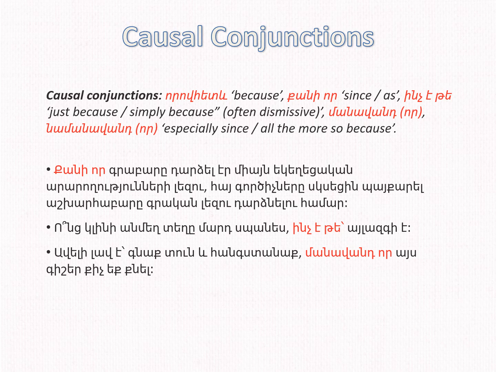Քանի որ գրաբարը դարձել էր միայն եկեղեցական արարողությունների լեզու, հայ գործիչները սկսեցին պայքարել աշխարհաբարը գրական լեզու դարձնելու համար. Because Grabar had become only a liturgical language, Armenian intellectuals began to work toward establishing the vernacular as a literary language. Ոնց կլինի անմեղ տեղը մարդ սպանես, ինչը թե այլազգի է? How can you kill someone for no reason, just because they are of a different nationality? Ավելի լավ է գնաք տուն եւ հանգստանաք, մանավանդ որ այս գիշեր քիչ եք քնել. You'd better go home and rest, especially since you didn't get much sleep last night.